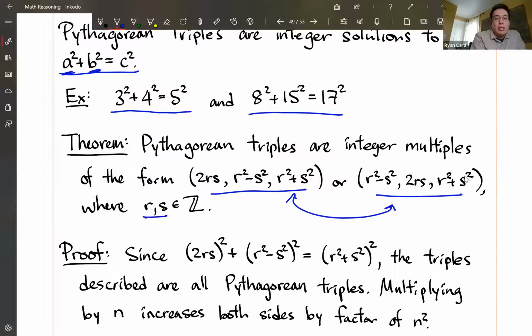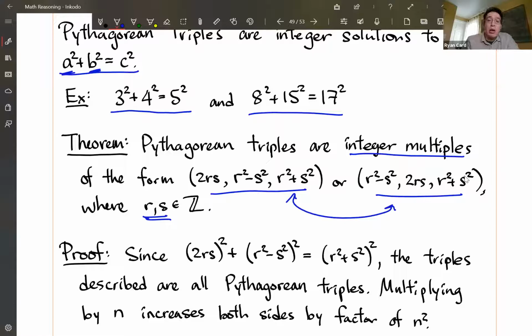For any integers r and s, you pick any two integers r and s, and then it forms this Pythagorean triple if you plug it into this formula. And conversely, if you find a Pythagorean triple, then it has to fit this form for some r and s. Or actually, you could multiply these by any constant, and you'll still get a Pythagorean triple. So it's either this form or it's a multiple of this form. So that's what we're going to prove in this video.